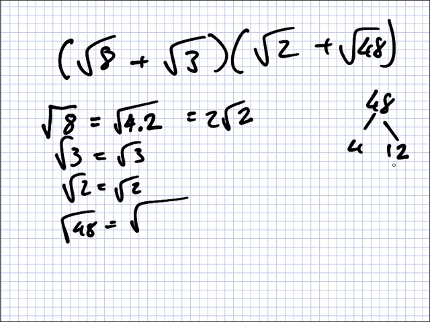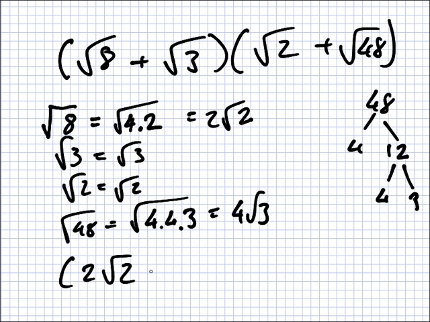And 12 is 4 times 3. So I could change it into root 4 times 3. What's root 4, 4? 4, yeah, we talked about this last time. That's 4 root 3. So before I open the brackets, I can change this into 2 root 2 plus root 3, root 2 plus 4 root 3.